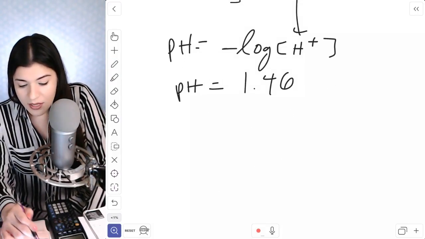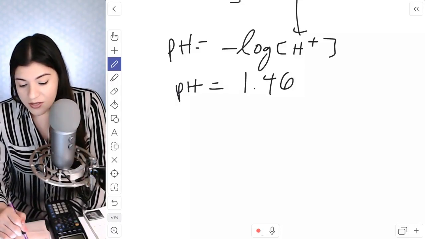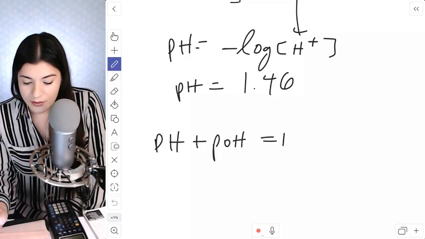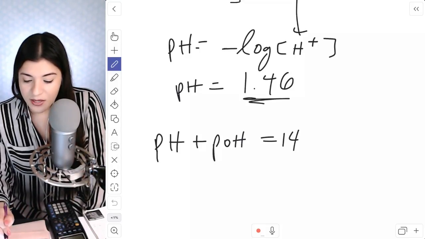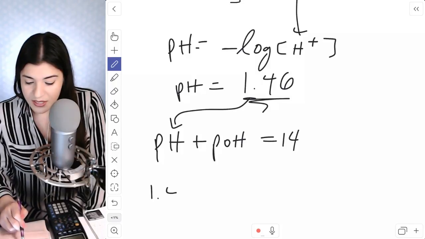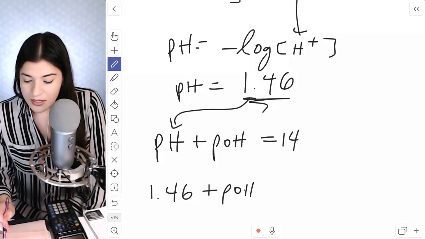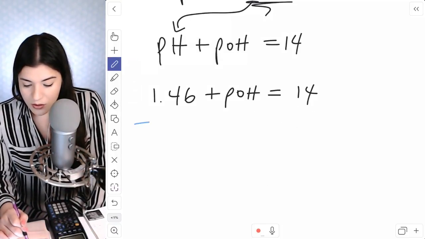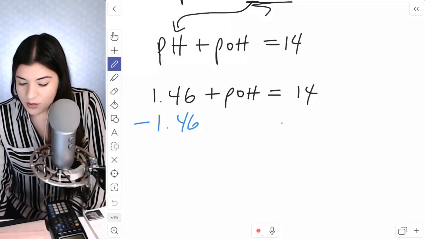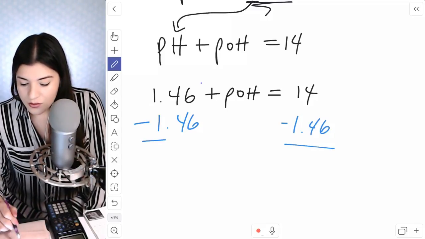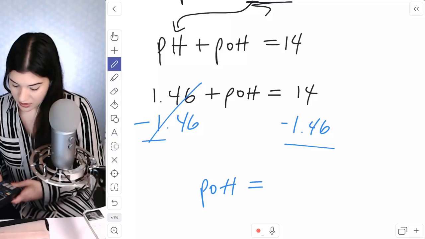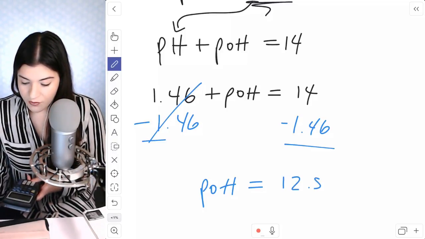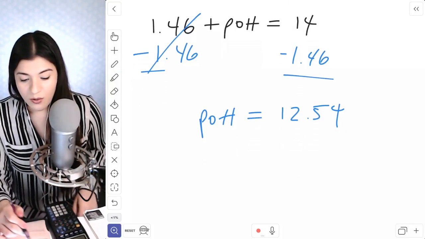Then now I can figure out what the pOH is by using this next new formula. So pH plus pOH is equal to 14. And once again, I'm just going to plug in what I know. So 1.46 plus pOH is equal to 14. And then I'm just going to subtract this over. So I'll subtract 1.46 from both sides. That cancels. We get pOH, and let's see what that is. So 14 minus 1.46 gives us 12.54, and that's our pOH.